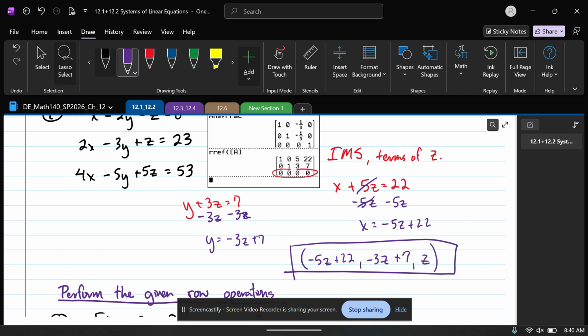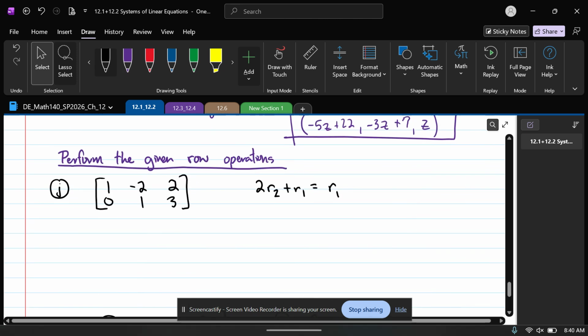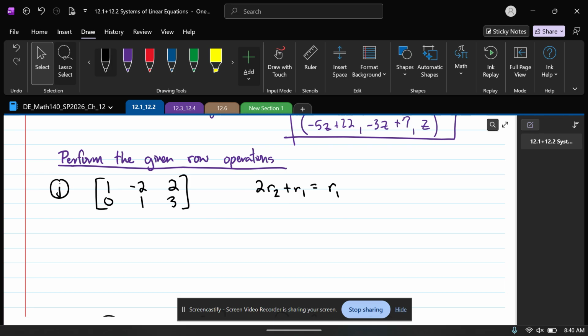So be able to recognize those and then get our infinitely manys in that form with whatever letter they say. Usually if it's 3 variables, they'll say z. If it's 2 variables, they'll usually say x. Now, last thing in this section is row operations. So this is a non-calculator activity because it's easier to do without.